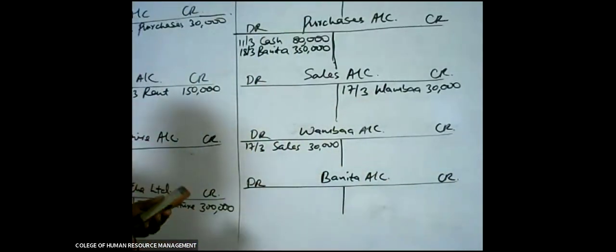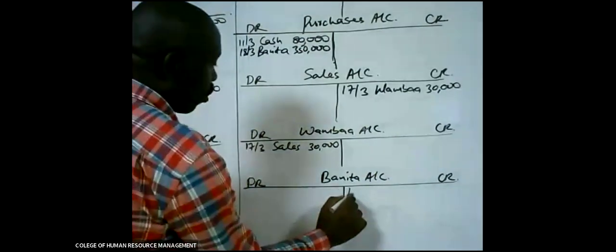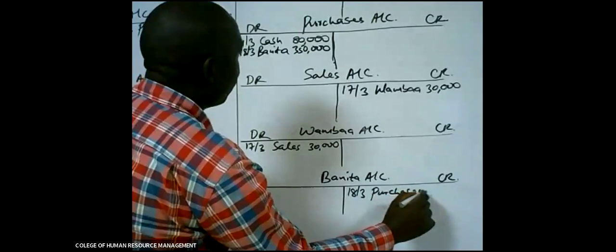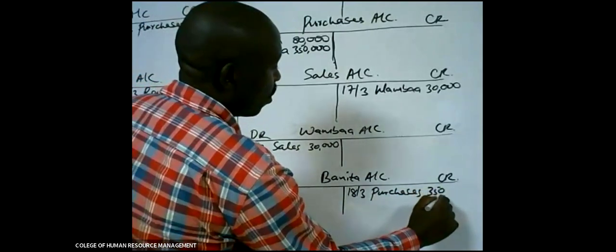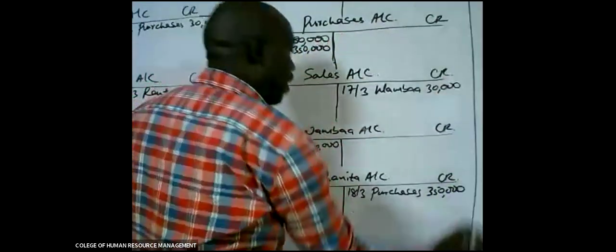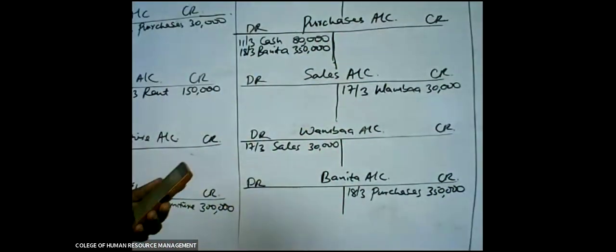Why is he a liability to us? Because on 18th of March, we did what we call credit purchases from him. And the liabilities will be 350,000. Liabilities, you credit them. But then, anybody who you owe, when you create that debt, you credit that person or that institution if it is a business.